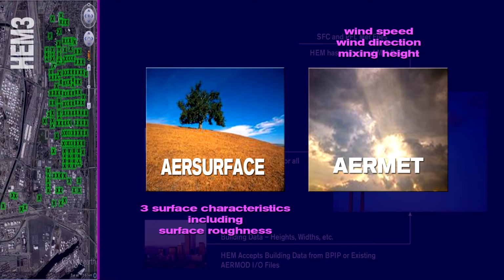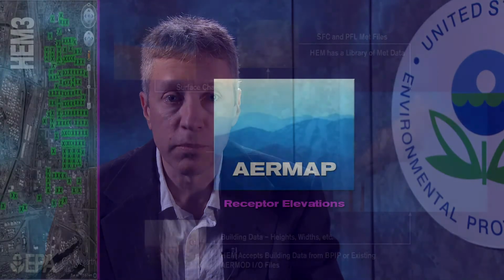Characteristics of the ground surface can affect dispersion, and there are 3 surface characteristics processed using the AirSurface program, the most important one being surface roughness, which is related to the height of surface elements like trees, grasses, man-made structures, and so on. HIM has a built-in library of over 800 MET stations with 2011 data processed with AirSurface and AirMet. These data are used by default if a user does not specify their own MET data.